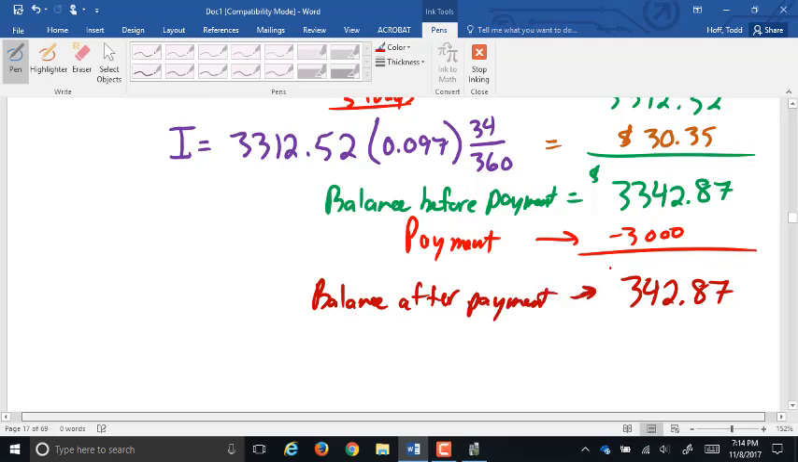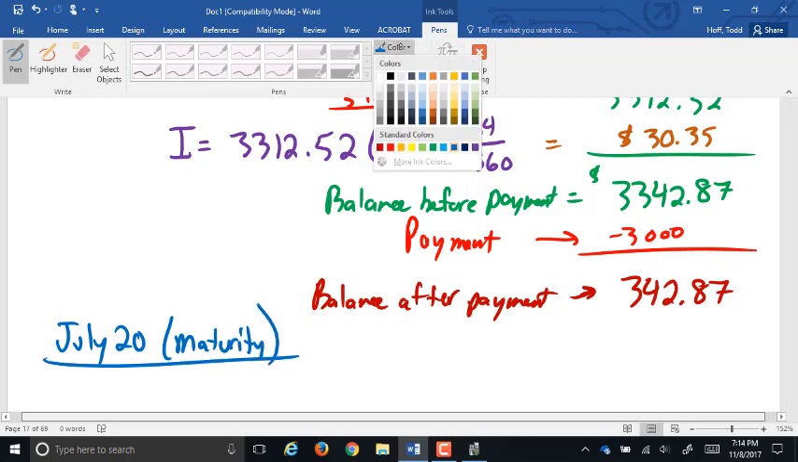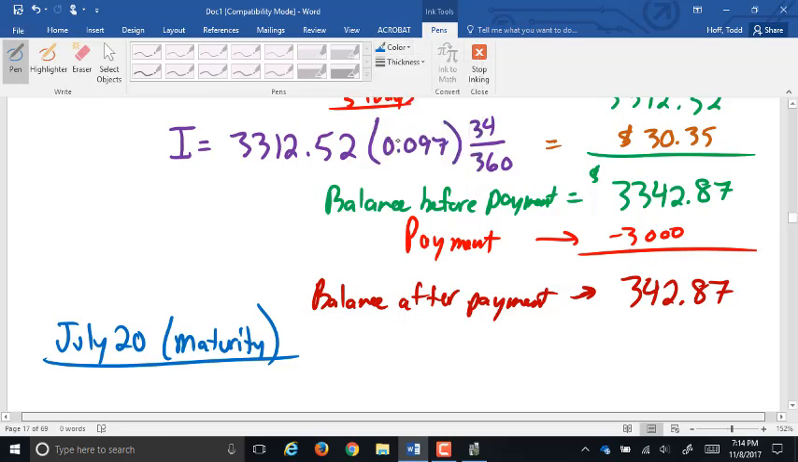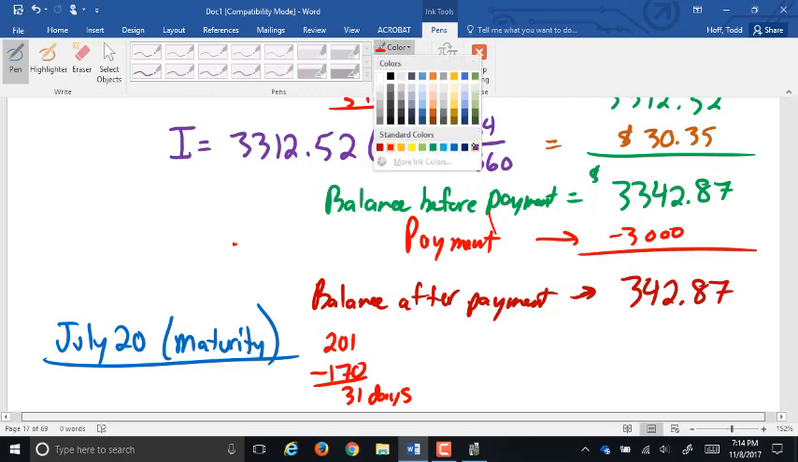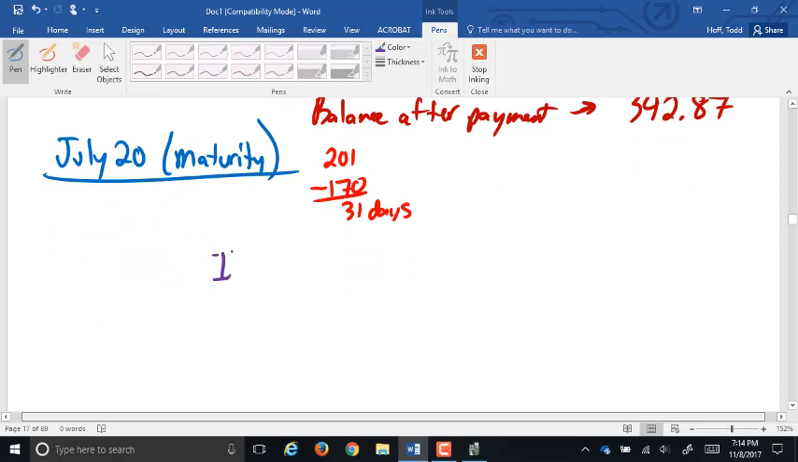Next action is going to be July 20th. And that's going to be maturity, or at least paid off, right? Days. How do we figure our days? 201 minus 170 will be 31 days. And then find the interest.